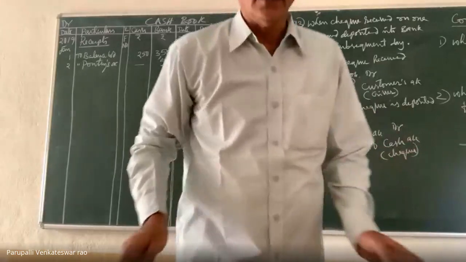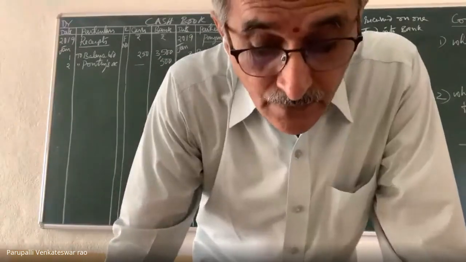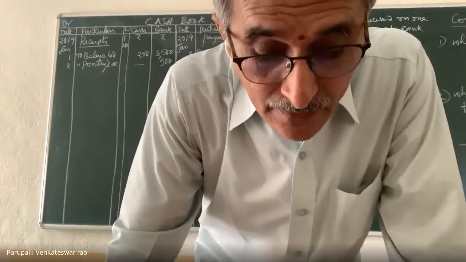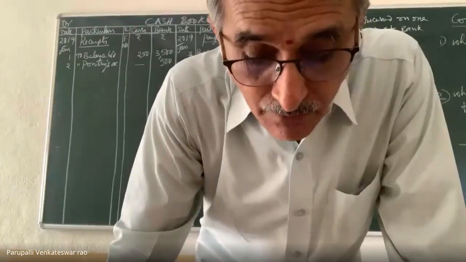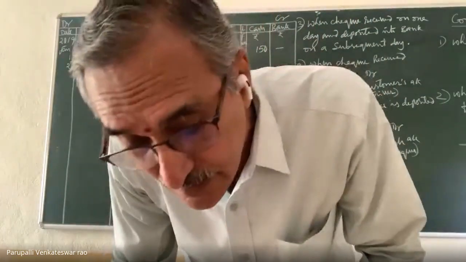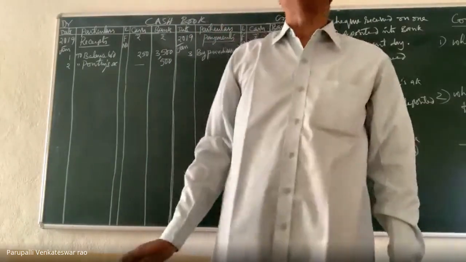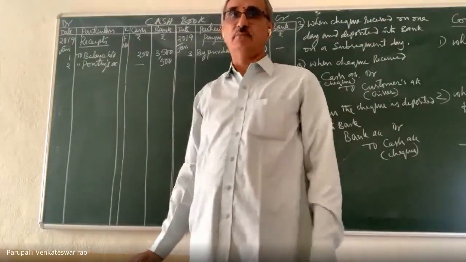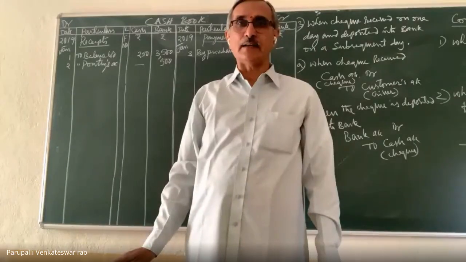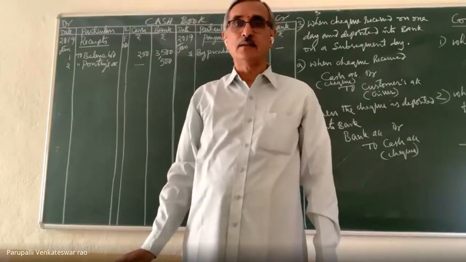Next one. What is the next one? Paid Daulat Ram by check rupees 100. On 4th January, paid to Daulat Ram. Credit side bank. So Daulat Ram account is debit and bank account is credit.